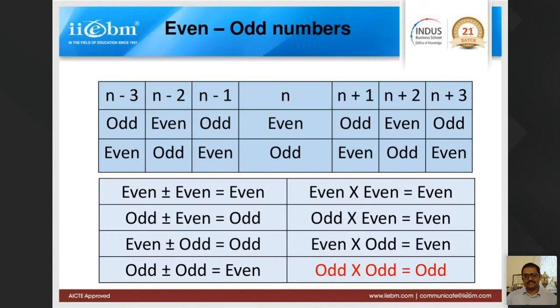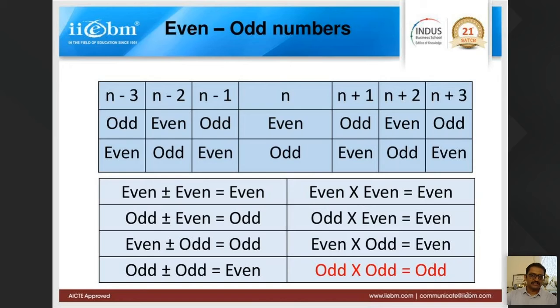Now let us understand what exactly even and odd mean with addition and multiplication. If n is even, n plus 1 becomes odd, n plus 2 becomes even, n plus 3 becomes odd. Same way, if n is even, then n minus 1 becomes odd, n minus 2 becomes even, n minus 3 becomes odd. Same way, if n is odd, then n plus 1 becomes even, n plus 2 becomes odd, n plus 3 becomes even. Same way, n minus 1 becomes even because n is odd, n minus 2 becomes odd, and n minus 3 becomes even.